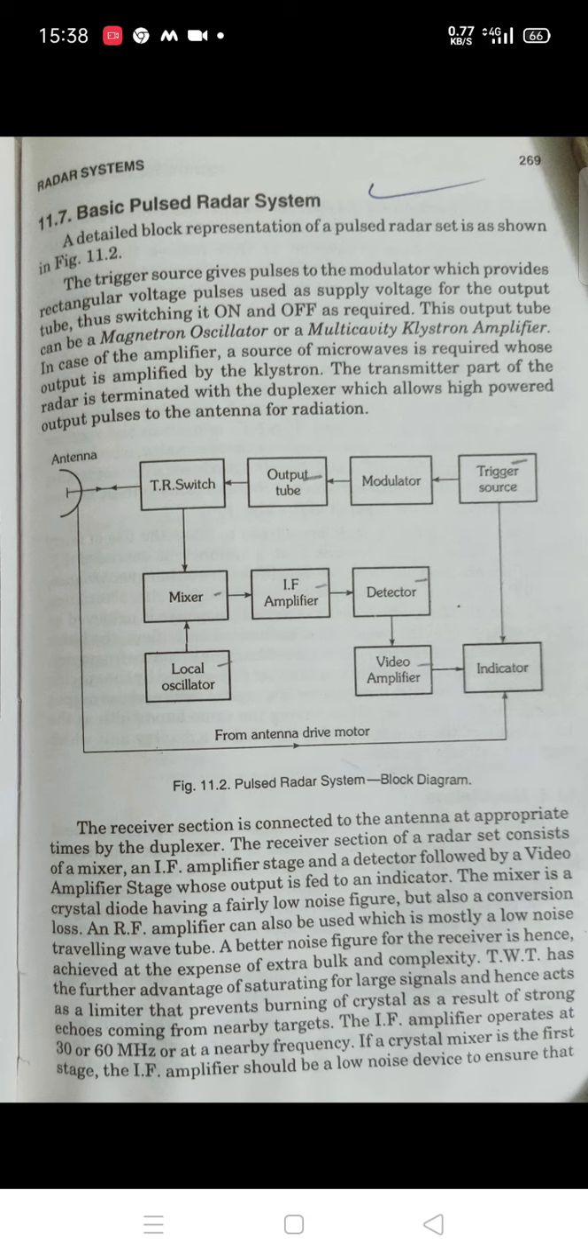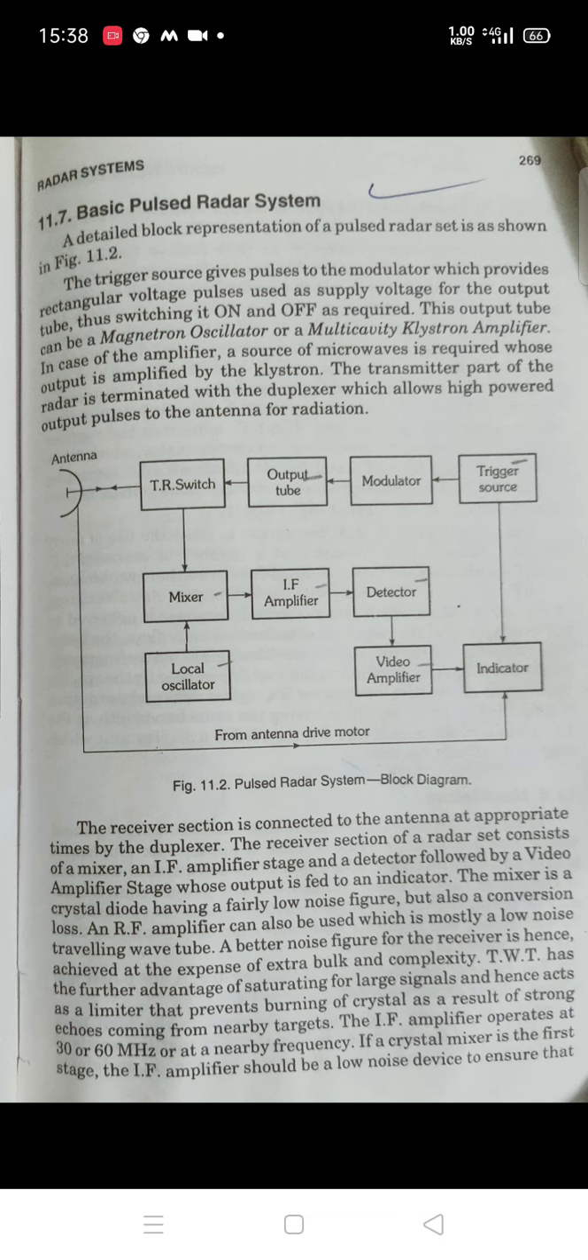Hello, good morning. Now we'll see the next article from the radar system, that is the basic pulse radar system. In the last period we discussed the basic principle of the radar system and the basic block diagram of the radar. The basic block diagram of the radar consists of four blocks, that is transmitter, receiver, duplexer and antenna, and we briefly studied the functioning of each block separately.